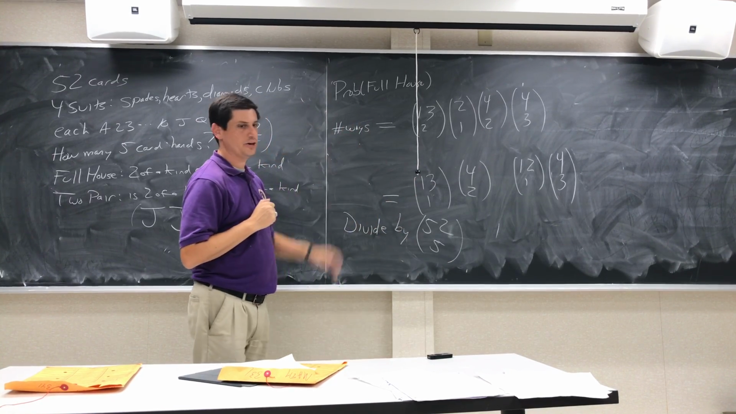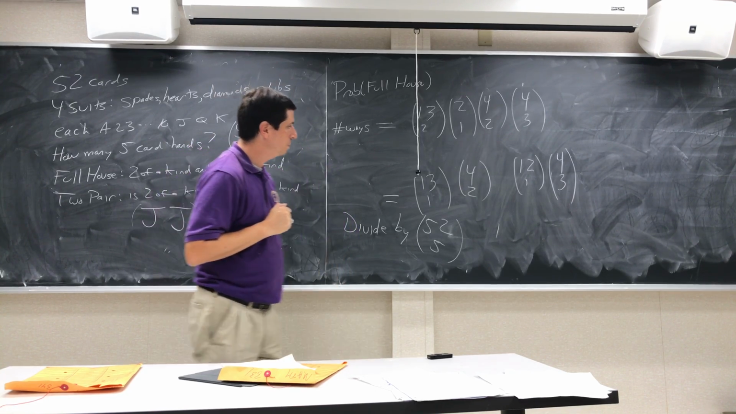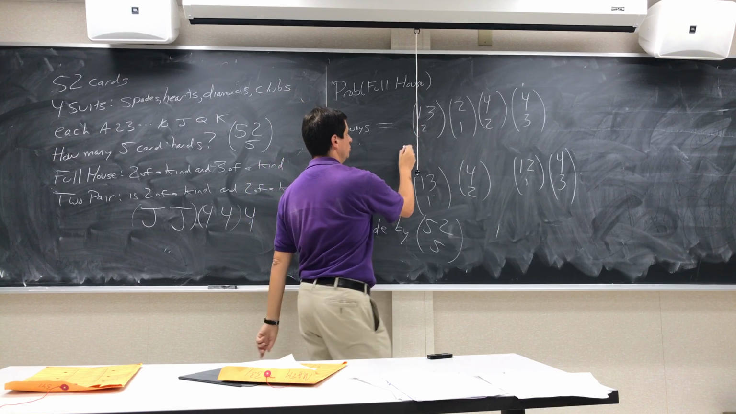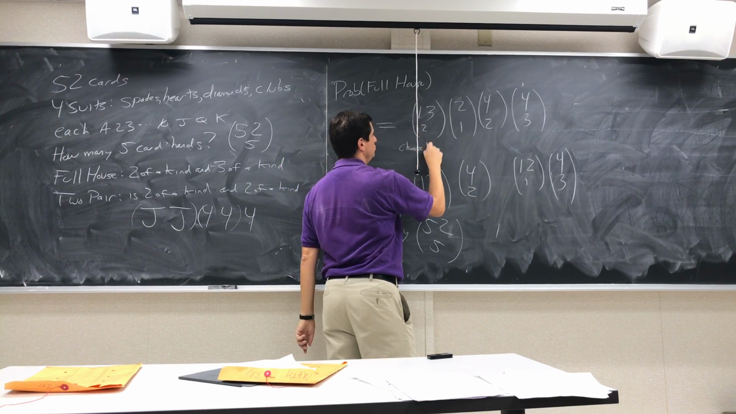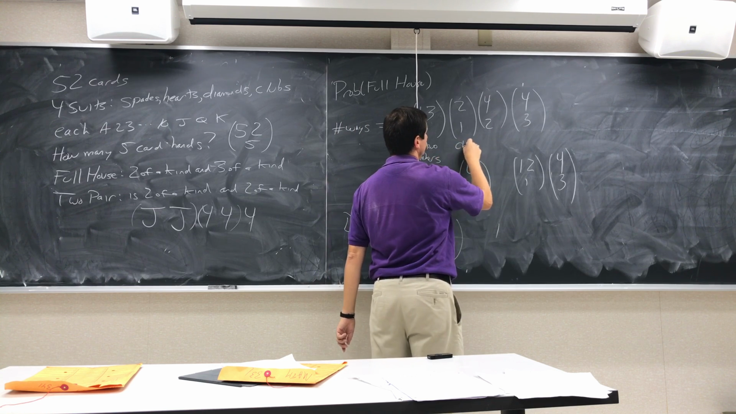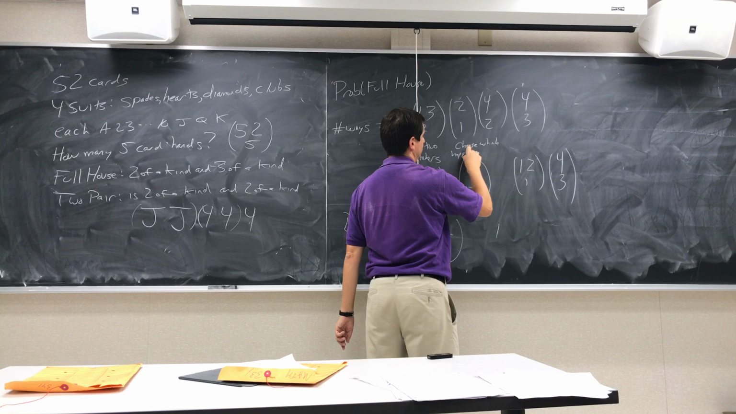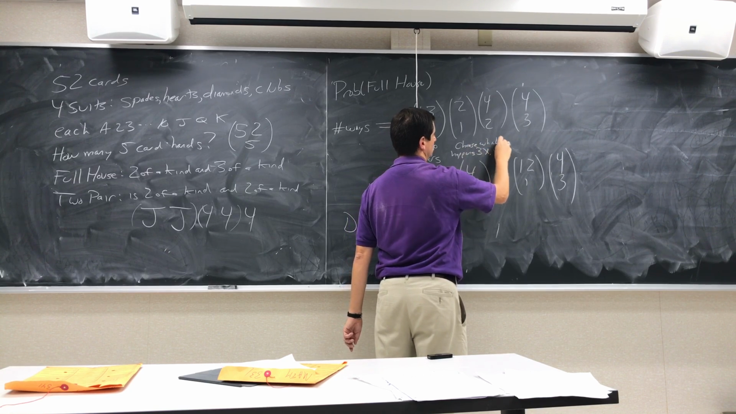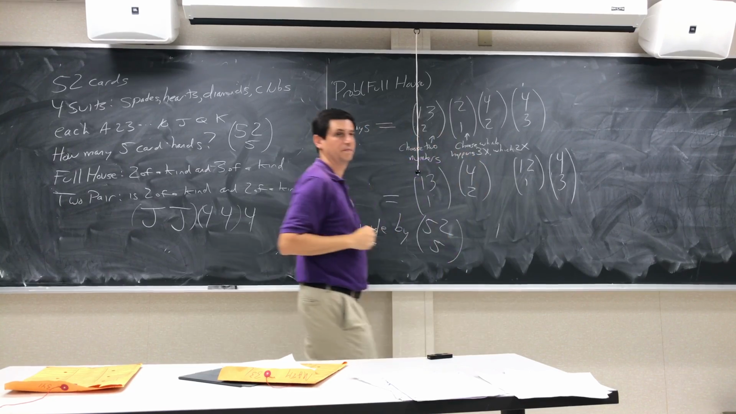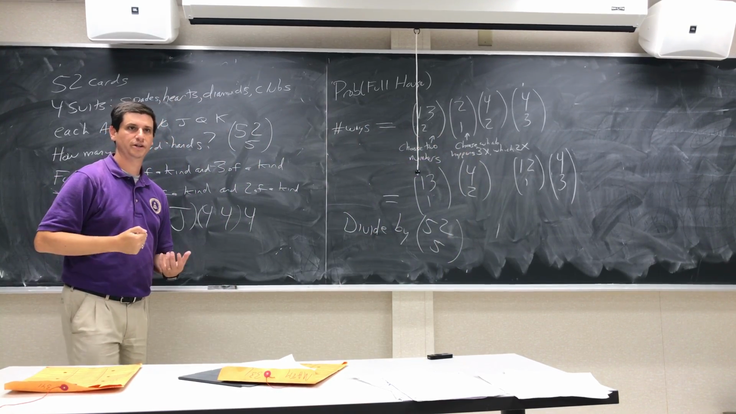Any questions about this calculation? Yes? Where did you get the 2 choose 1 from? So I choose 2 numbers. Oh, okay. And now choose which happens 3 times, which happens 2 times. So again, there's lots of different ways you can tell the story.